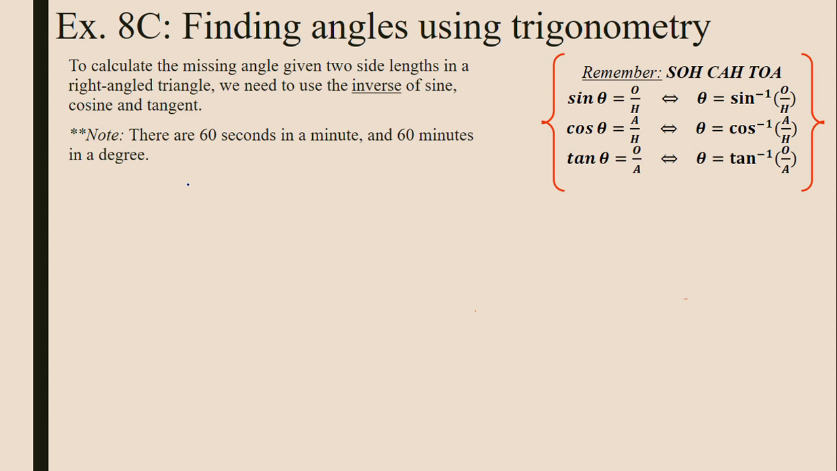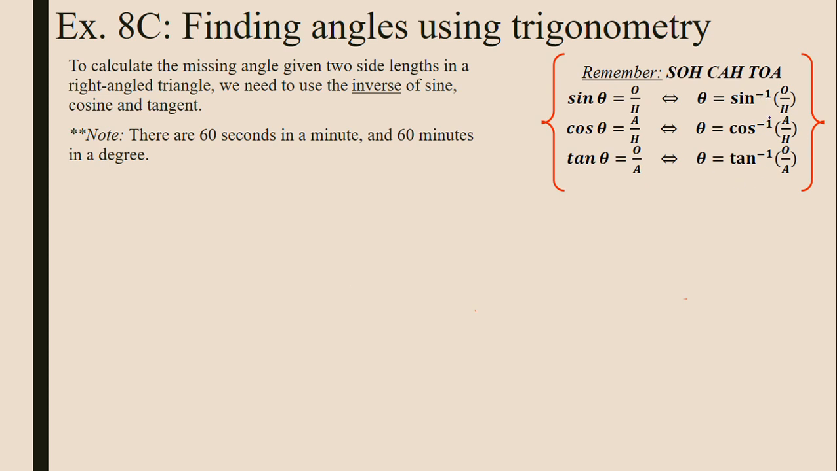To calculate the missing angle, given two side lengths in a right-angled triangle, we need to use the inverse of sine, cosine, or tangent. So, like the opposite of plus is subtract, the opposite of multiply is divide, the opposite of sine is inverse sine, the opposite of cosine is inverse cosine, and the opposite of tan is inverse tangent, which we write as per this far right column over here, with a little power of -1.